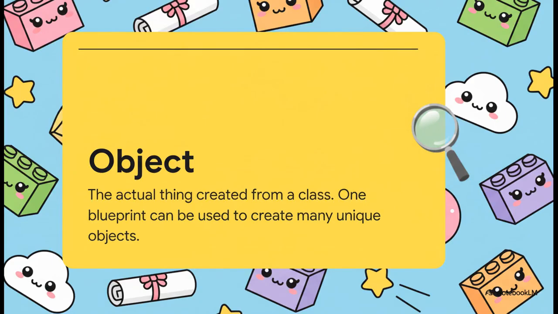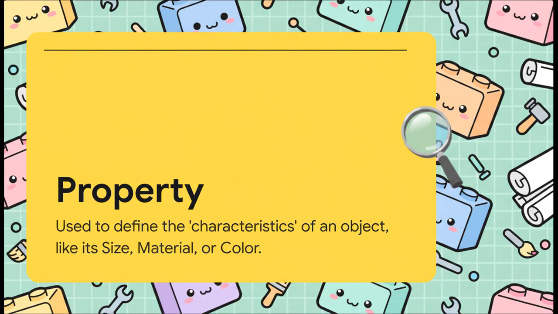So when you use that blueprint to actually build something, you get what's called an object. So if the class is the blueprint for a car, the shiny red sports car you build from it, that's your object. And here's the coolest part. You can use that one blueprint to create a whole parking lot full of different cars. But wait, how do you make each car different? You don't want a parking lot full of identical cars, right?